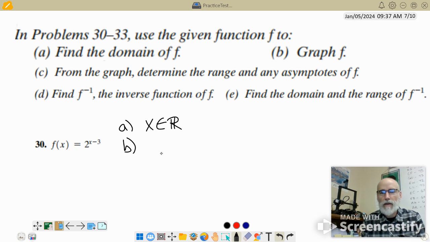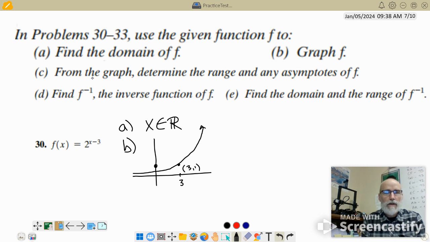B, sorry about that. Graph it. Well, an exponential function looks like that, but this exponential function has been shifted 3 to the right. So our normal point at 0, 1 has now been shifted 3 to the right. So let me put that down. That's going to be right there, 3 comma 1. And then our exponential function is going to look something like that.